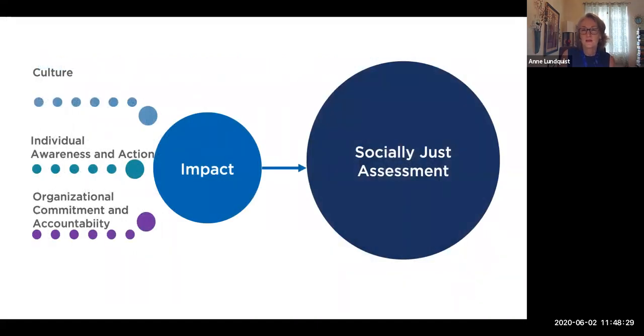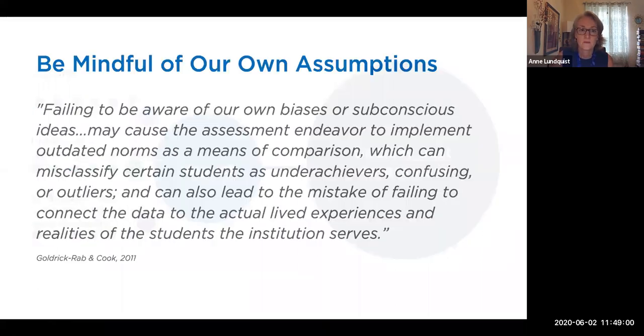So just to sum things up here as we wrap up, we've mentioned a lot of things throughout this, but really a takeaway is that all these aspects of culture, our individual awareness about ourselves and our role and the action that we can take, and the organizational commitment and accountability of the place where we are currently working, those all have an impact on our ability to impact socially just assessment or to carry it out or to leverage it. So I think the starting place, as with all things, is to start with ourselves.